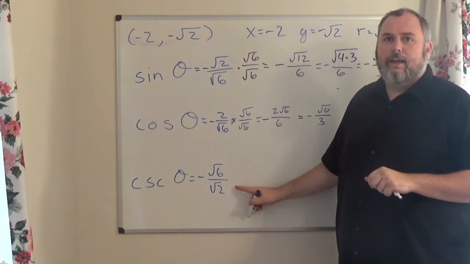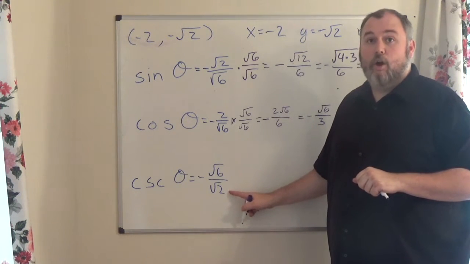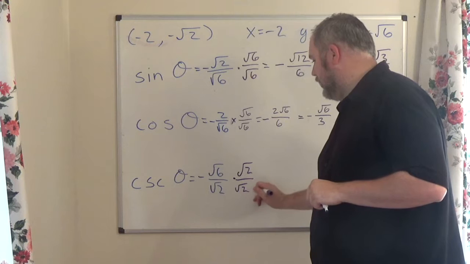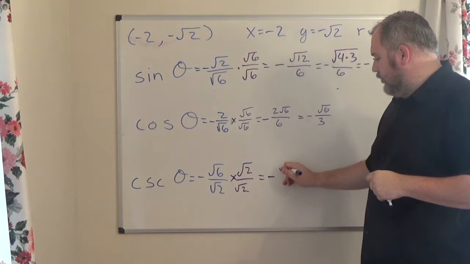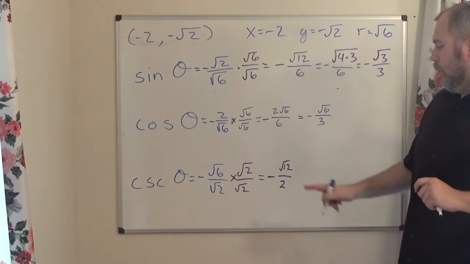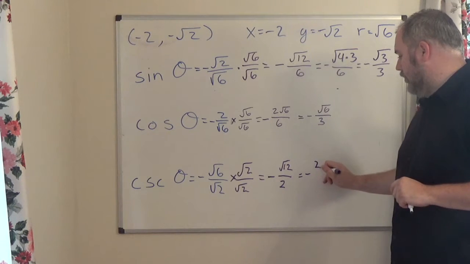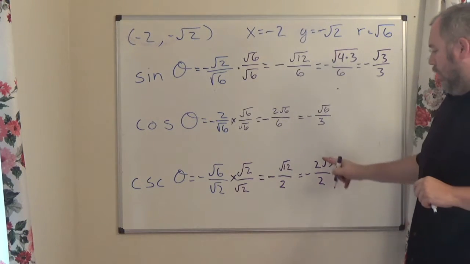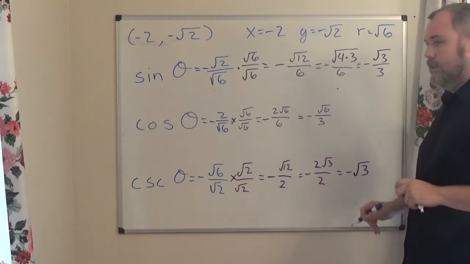This one right here, we have to multiply by 1, and in order to do so, and to get rid of this denominator, our 1 is going to be square root of 2 divided by the square root of 2. Alright, when we do, we're going to multiply this out. We're going to get negative square root of 12 divided by 2. We can factor out some more here, and we get negative 2 times the square root of 3 over 2. Our 2's cancel out, and we just get negative square root of 3.